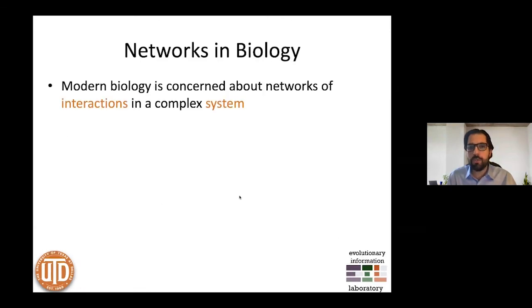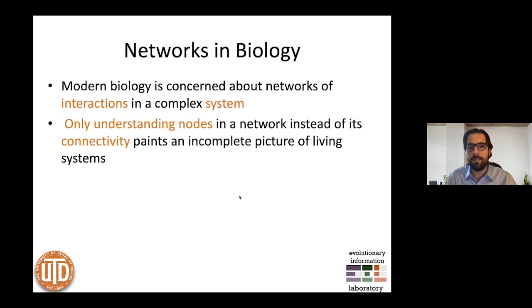For the case of biology, it's been proven over and over that networks of interactions are much more important than just the sum of their parts. So this complexity is extremely important in biology, and understanding it is one of the main pursuits of modern biomedical sciences. If we only have the individual nodes in the network, then we miss a lot, so we don't have a complete picture of how living systems work. And having at least a better understanding of the connectivity is going to help us understand biology in a better way.